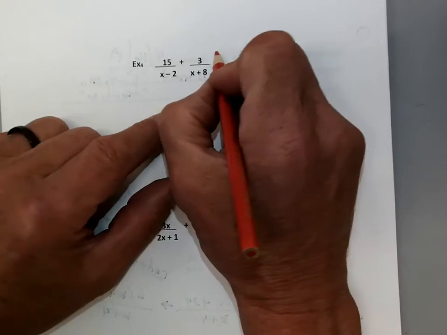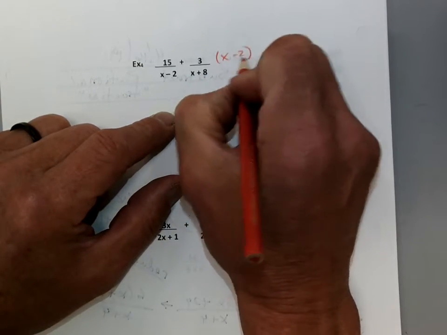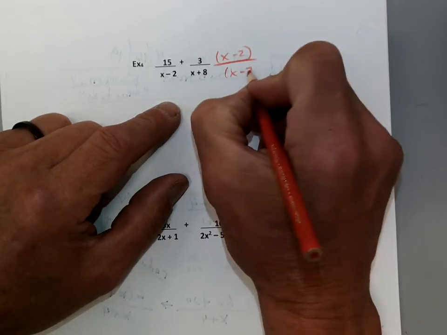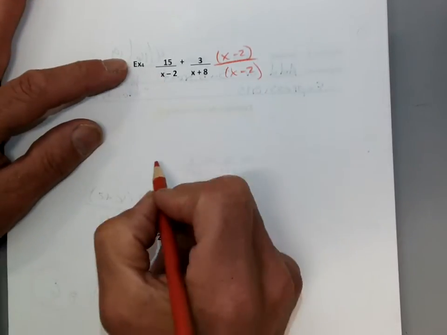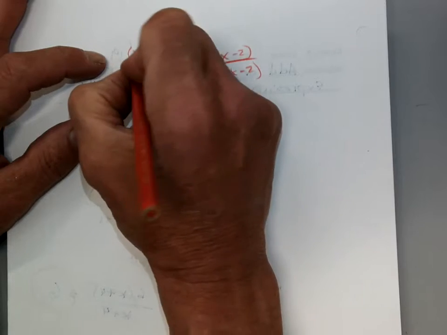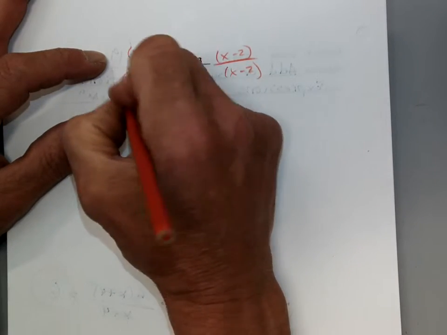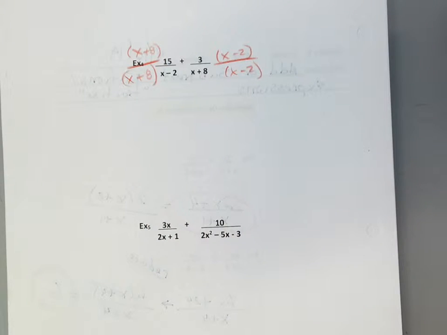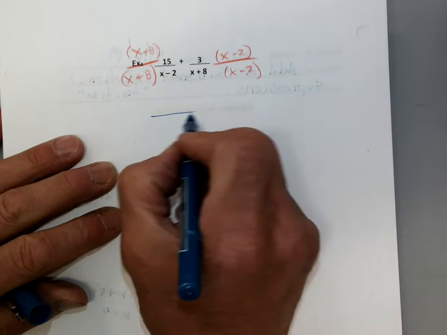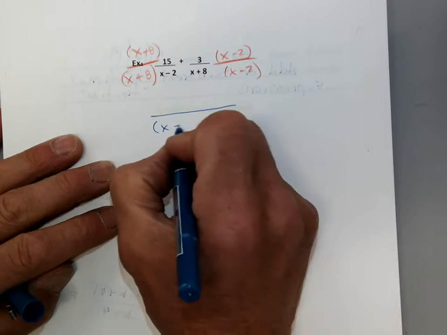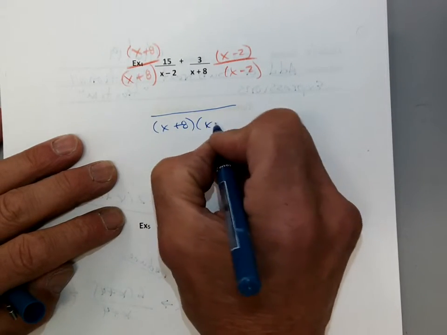So I'm going to multiply this one by an x minus 2 over an x minus 2. Okay? And I'll multiply this fraction by an x plus 8 over an x plus 8, right? All right, let's see what kind of mess I have. Well, right off the bat, I have a common denominator. And my common denominator is x plus 8 over x minus 2. Okay?